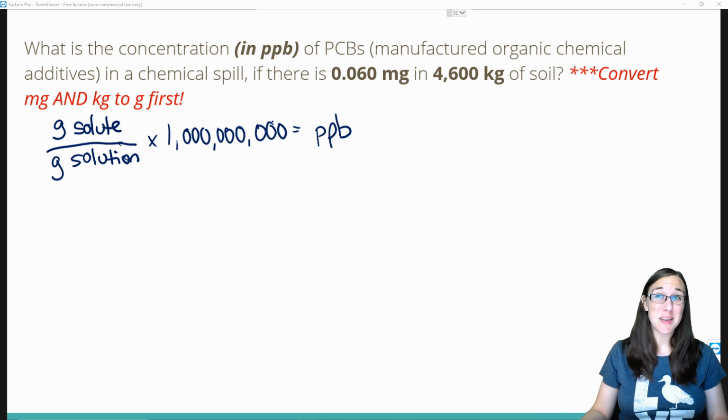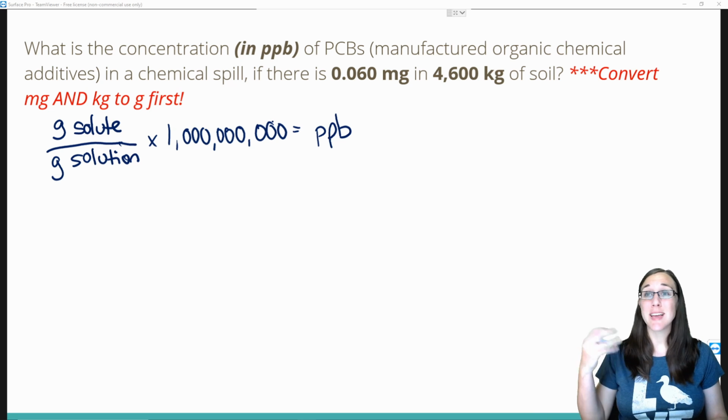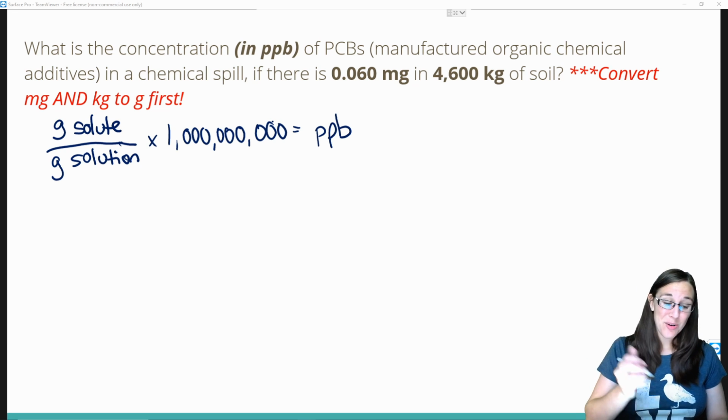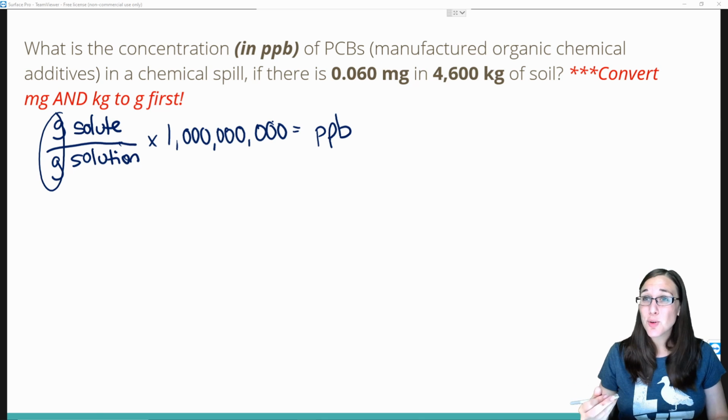So we're looking at PCBs, which is a manufactured organic chemical additive, and there was a chemical spill. We're saying, hey, that ended up in the soil. So we've got 0.06 milligrams of that PCB stuff, dissolved in 4,600 kilograms of soil. Notice that our equation is in grams. Nowhere do we see milligrams or kilograms. So in order for this to work, we first need to get everything in terms of grams before we can plug it into our equation.